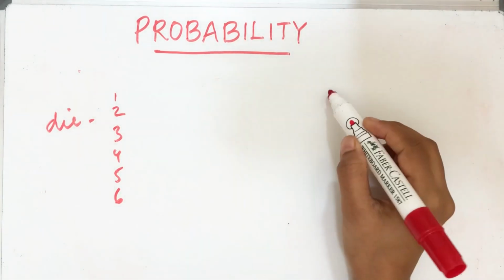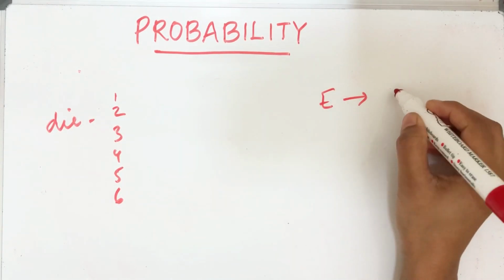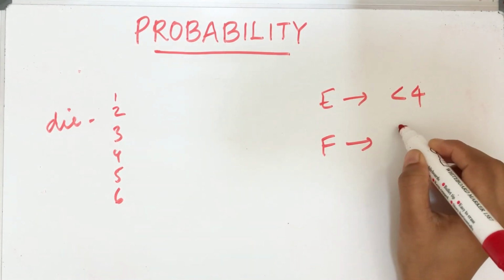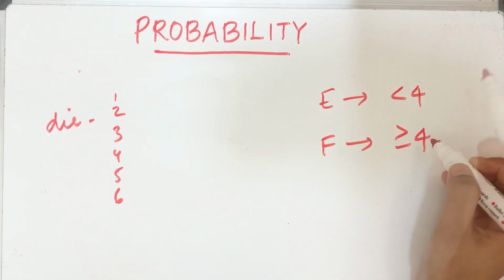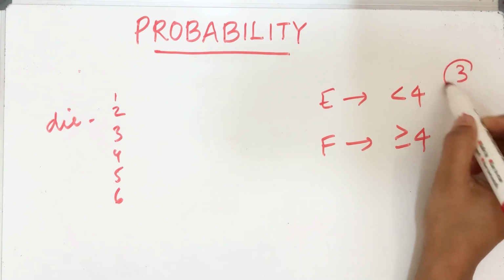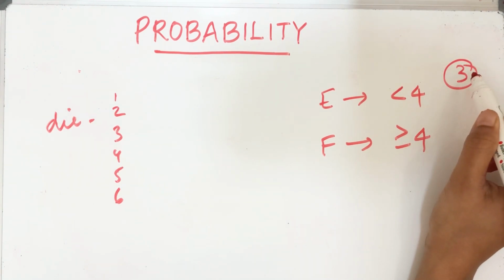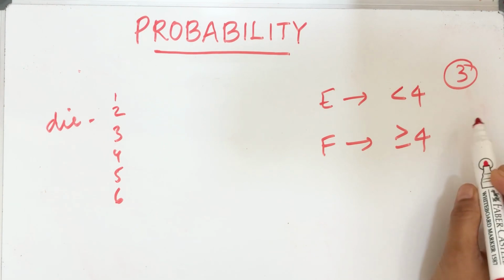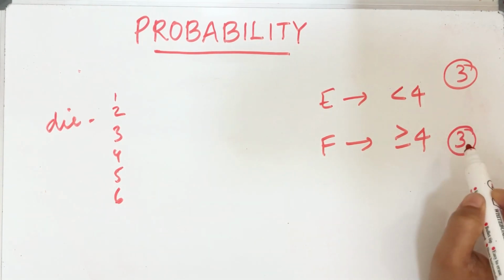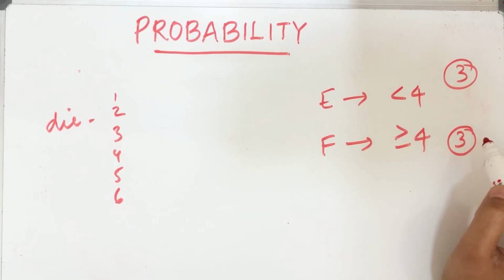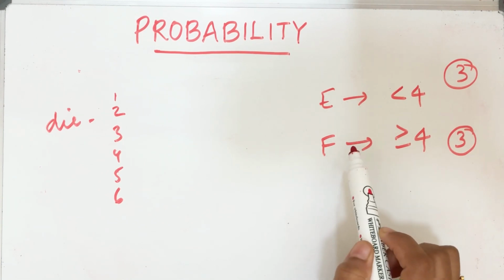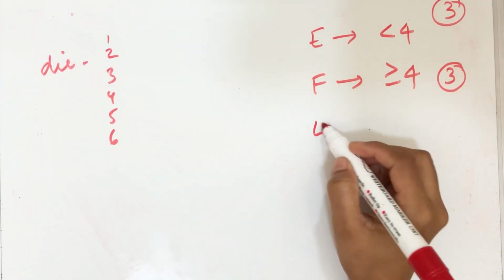Here, consider the event of getting a number less than 4. And another event of getting a number greater than or equal to 4. Here, the outcomes are 1, 2 and 3. That is, a total of 3 outcomes. This is not an elementary event. Here also, the outcomes are 4, 5 and 6. There are 3 outcomes. This is also not an elementary event. But we can see these events are complementary events. That is, here F is nothing but E complement.